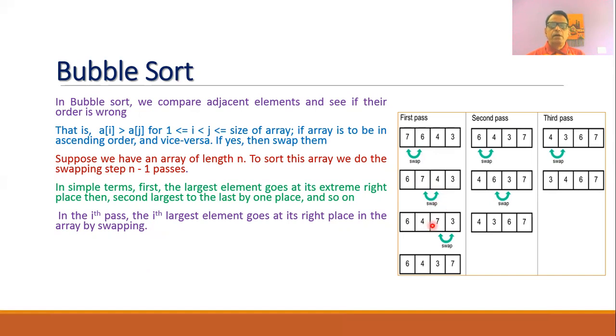Now in the third comparison, we will compare between 7 and 3, and again 7 is larger than 3, and therefore again we will swap. So you will find that in the first pass, we are making three comparisons for the four elements, and you will find that this 7 is now placed appropriately to the rightmost position. But still the sorting is not over.